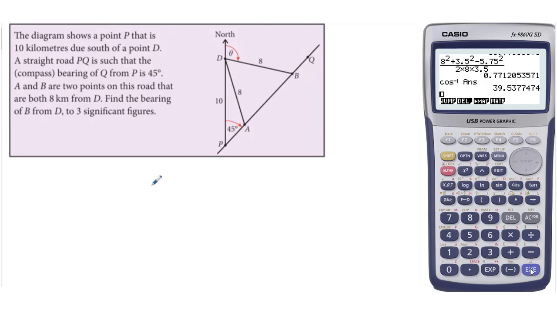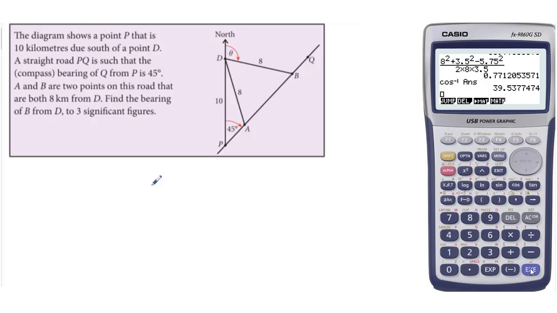So the diagram shows a point P that is 10 kilometers due south of a point D. A straight road PQ is such that the compass bearing of Q from P is 45 degrees. A and B are 2 points on this road that are both 8 kilometers from D. Find the bearing of B from D to 3 significant figures.